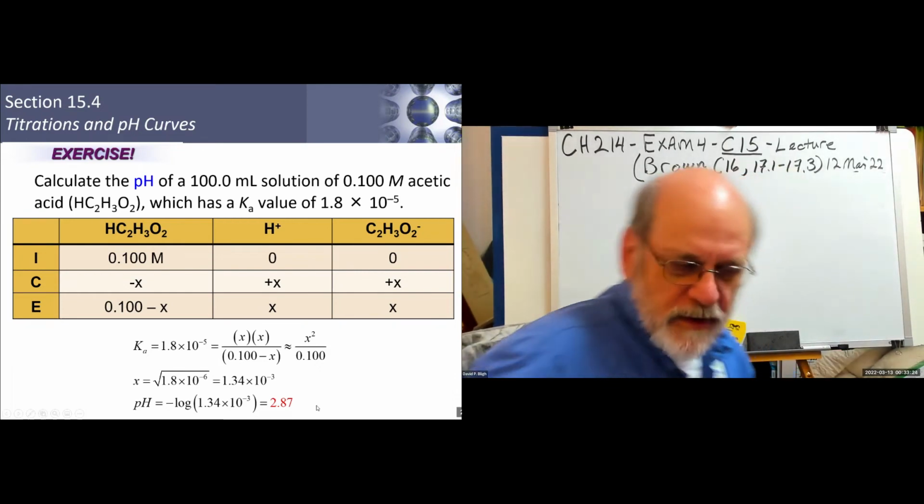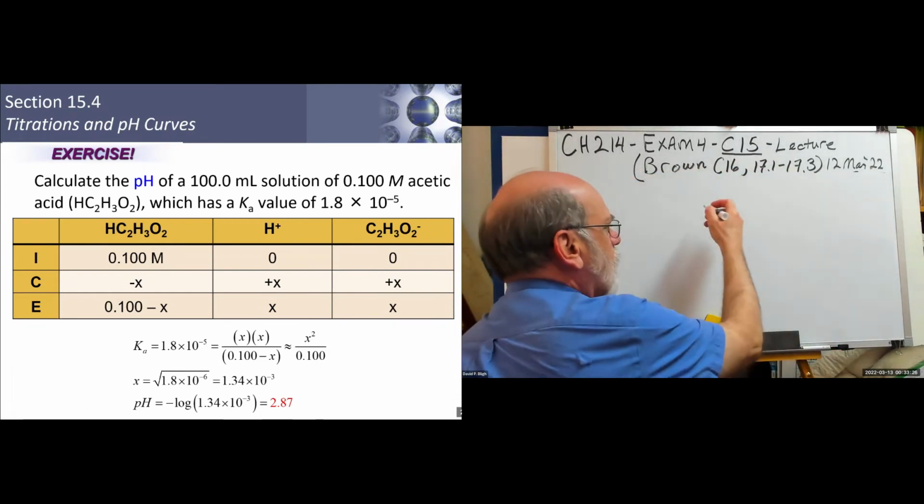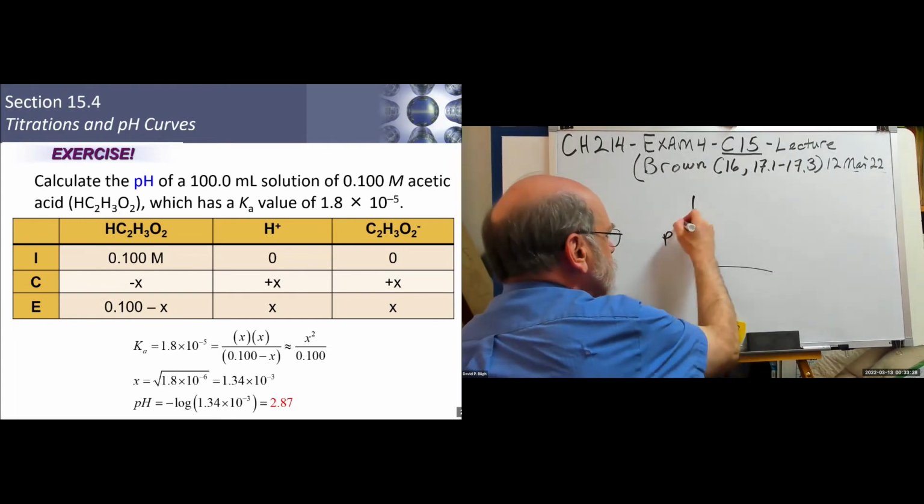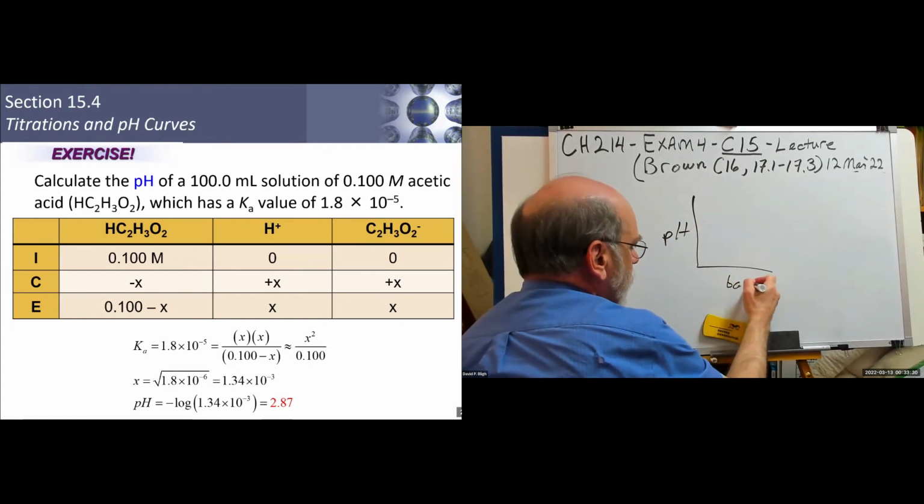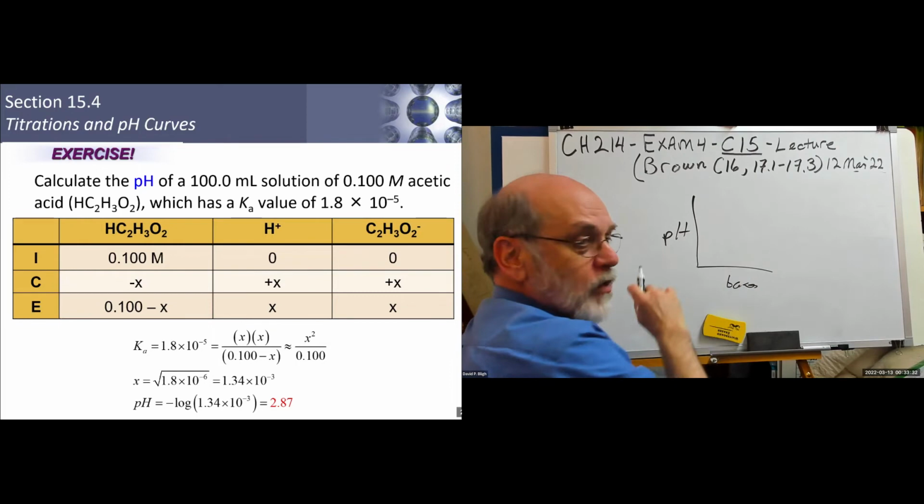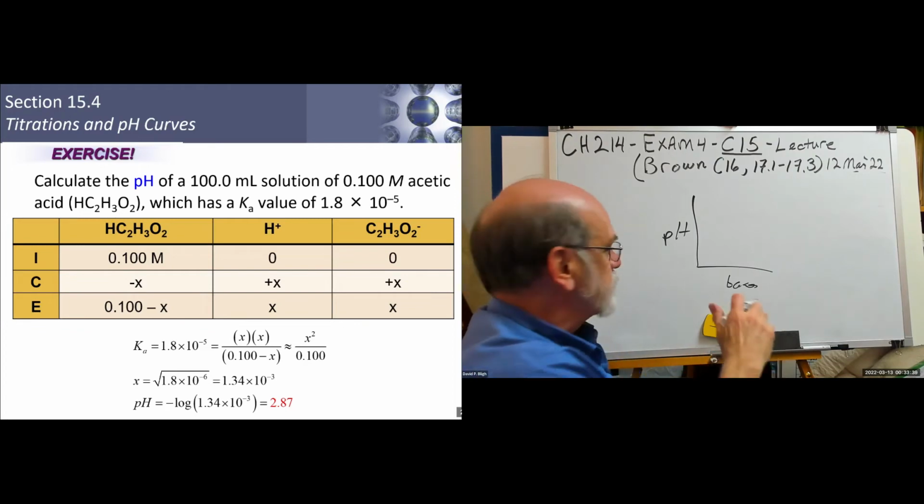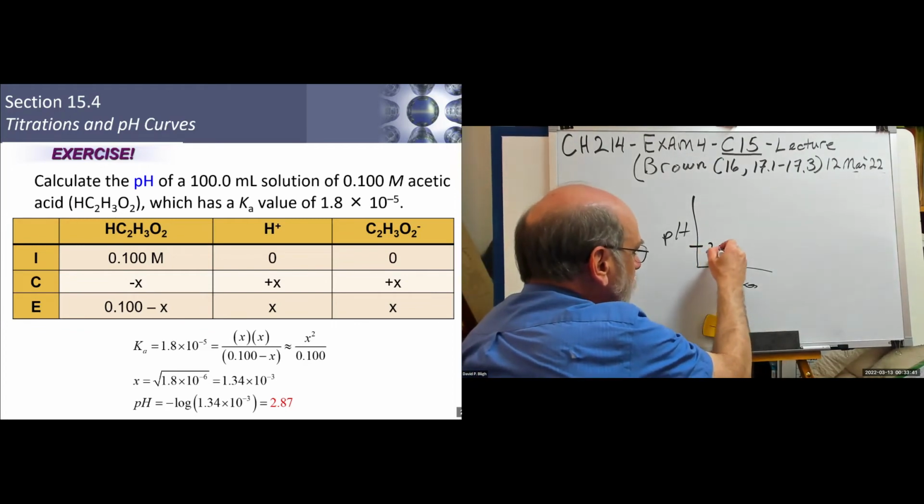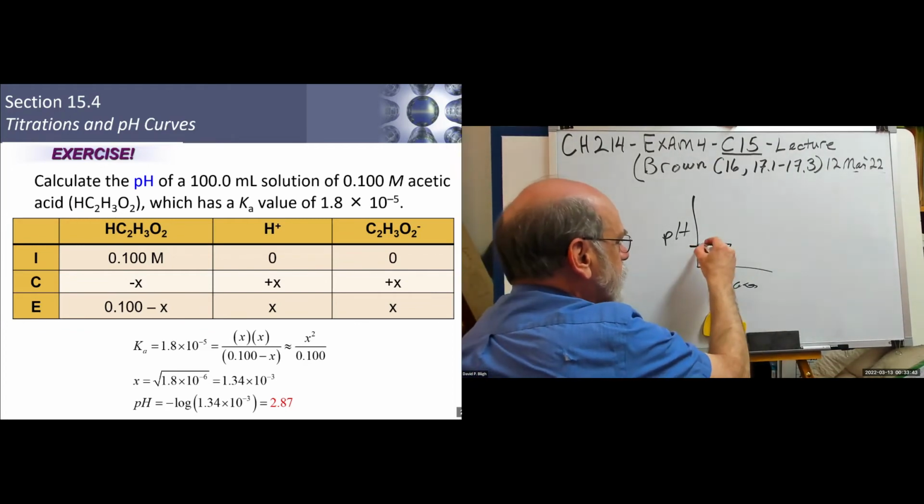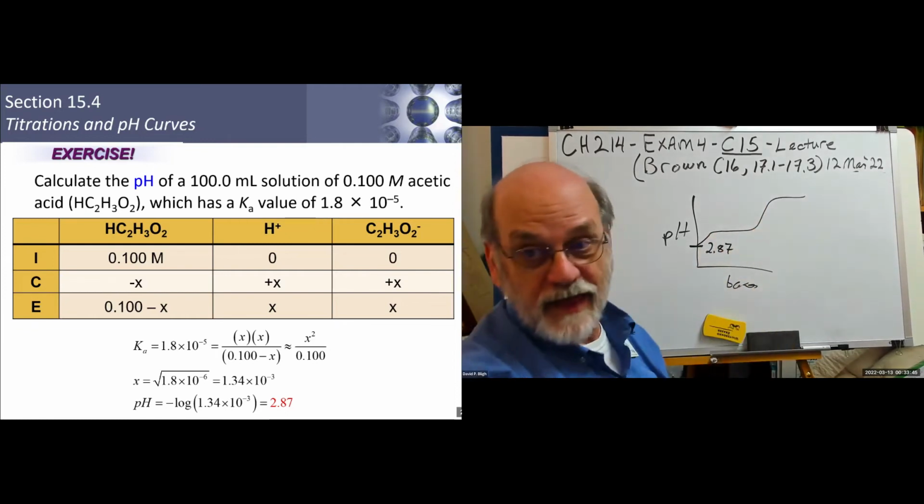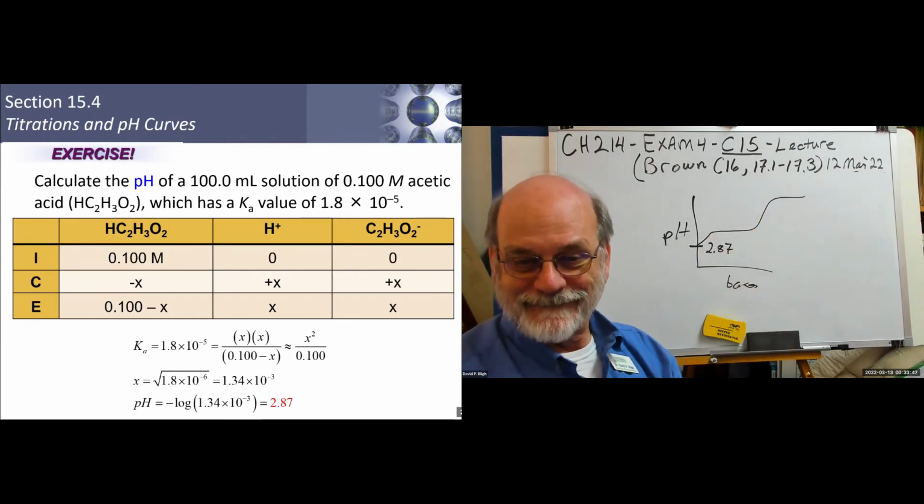So remember the drawing that I did here, where you have pH here and base here, and I was trying to figure out where our starting point was. Well, this tells us exactly. If it's 0.1 molar acetic acid, our starting point is 2.87 pH. And then it goes up from there, like that. Okay?